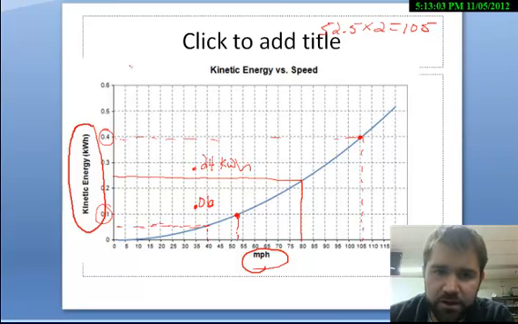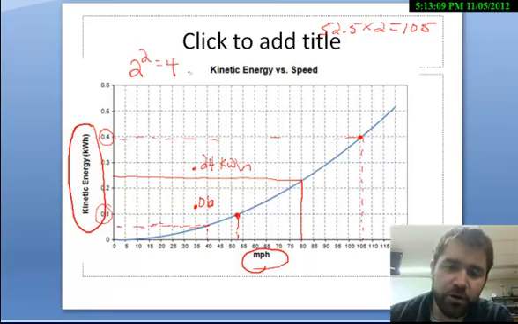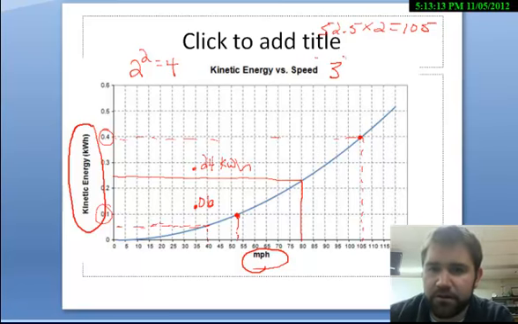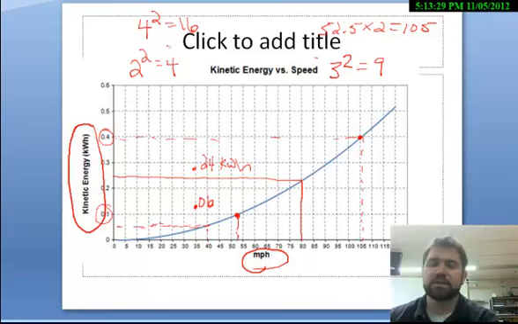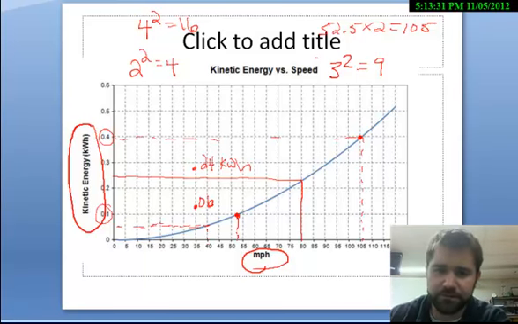So if speed doubles, then 2 squared equals 4. Kinetic energy quadruples. If speed triples, then 3 squared is equal to 9. Kinetic energy would go up 9 times. If you were to quadruple the speed, go 4 times faster, then 4 squared equals 16. You'd have 16 times as much kinetic energy.